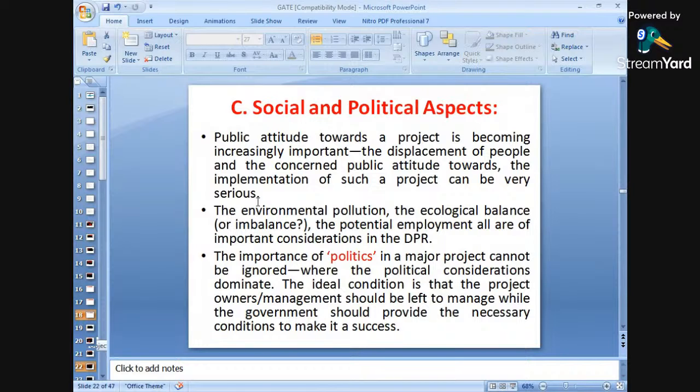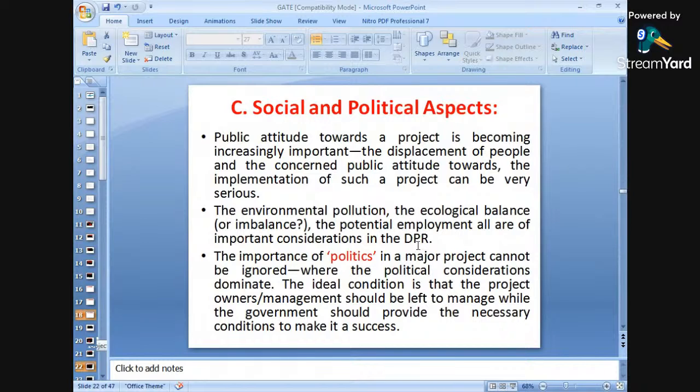That means whether it will be beneficial, or what the benefits related with a particular type of project are, whether it will be harmful to the environment or not, the environmental pollution, the economic balance or imbalance, and the potential employment. All are important considerations in the DPR.